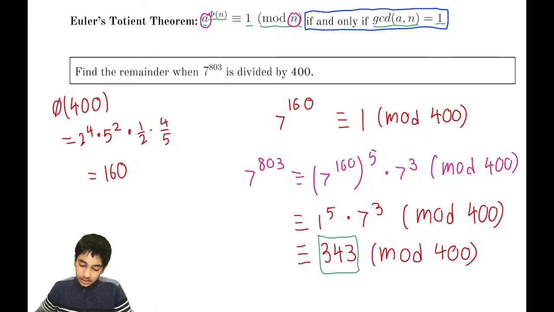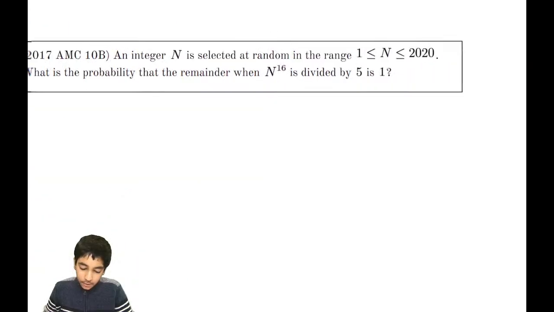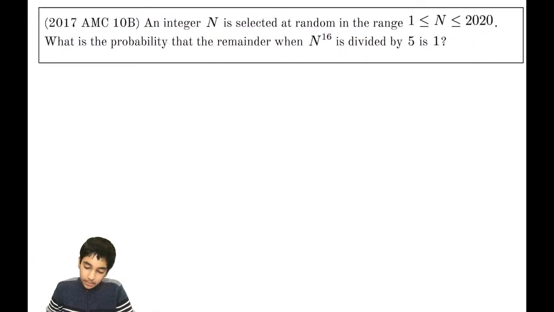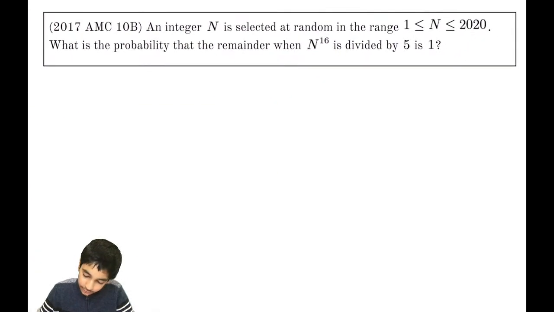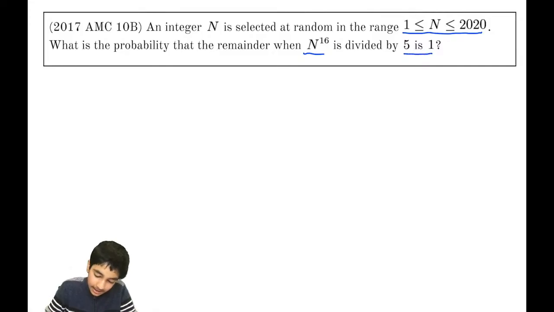Okay, so now let's try another problem using Euler's totient theorem. So basically, you have an integer n selected in this range from 1 to 2020. What's the probability that n to the 16 has a remainder of 1 when divided by 5? So basically, what's the probability n to the power of 16 is 1 mod 5?